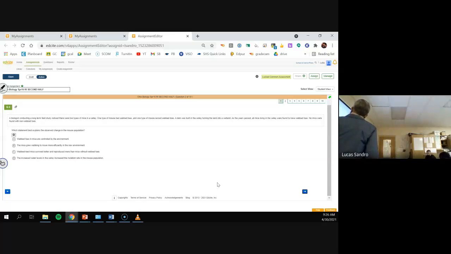So that means that letter B, the mice grew webbing to move more efficiently in the new environment, a lot of kids are going to pick. You know better. You know not to pick that because the mice can't grow webbed toes, at least not in a way that's going to get past them. Webbed-toed mice survived better and reproduced more than mice without webbed toes.